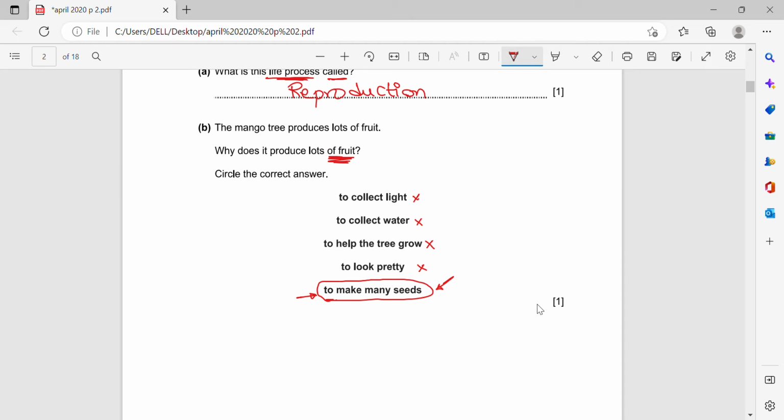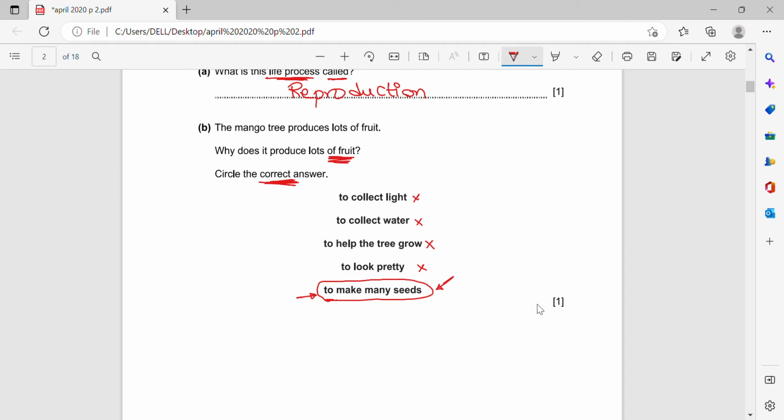If you circle more than one, for example if you circle to collect light, water, or to make many seeds, you will get a 0. You have to circle only one correct answer, so do not circle more than one answer.